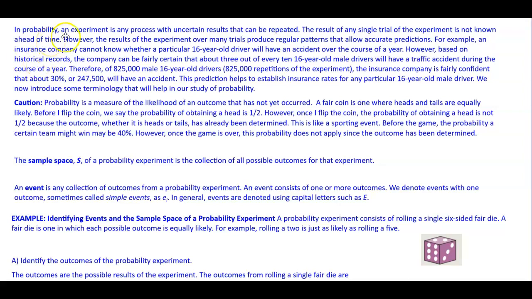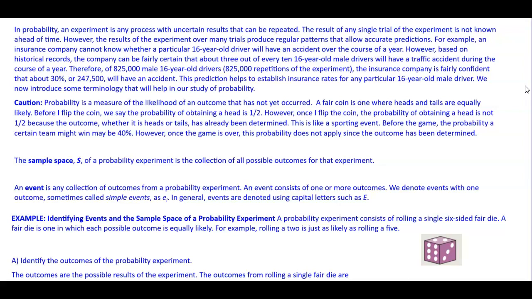In probability, an experiment is any process with uncertain results that can be repeated. The result of any single trial of the experiment is not known ahead of time. However, the results of the experiment over many trials produce regular patterns that allow accurate predictions.